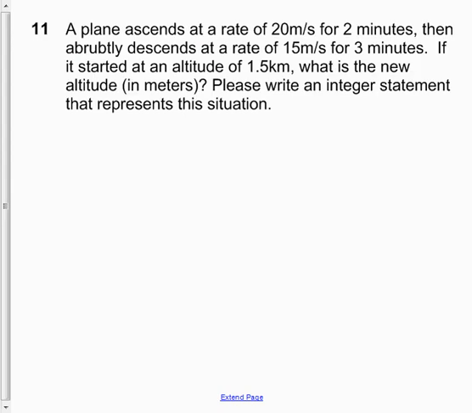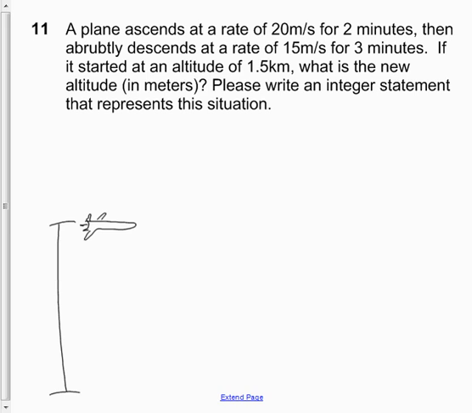Okay, question 11 says, a plane ascends at a rate of 20 meters per second for 2 minutes, then abruptly descends at a rate of 15 meters per second for 3 minutes. If it started at an altitude of 1.5 kilometers, what is the new altitude in meters? So I'm going to draw this one first. This is how I'm going to solve it. I know the plane is up, and I'm going to draw a really poorly done plane. Well, that's not big. That looks like a plane. The plane is in the air.